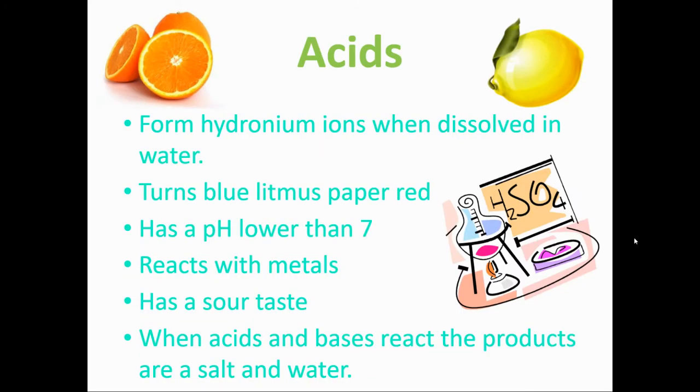So some characteristics of acids: they form hydronium ions when dissolved in water. They turn blue litmus paper red. Acids have a pH that is lower than 7. Acids are going to react with metals in some shape, form, or fashion. Acids typically have a sour taste. Think about lemons. And when acids and bases react, the products are salt and water.